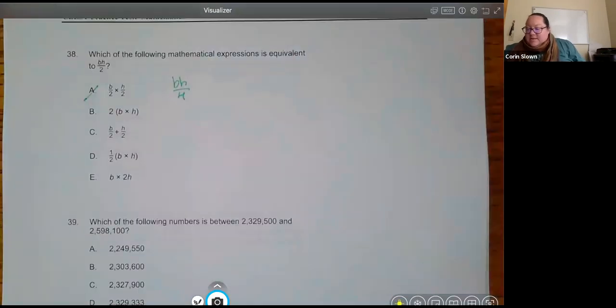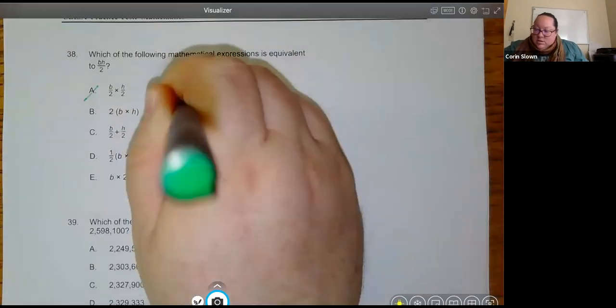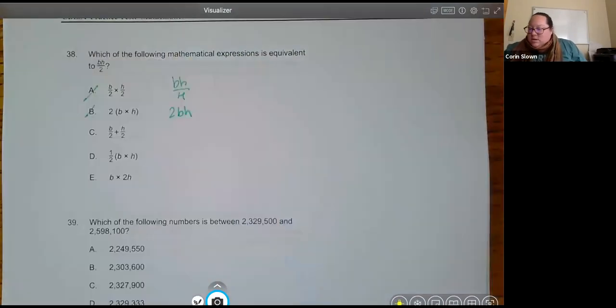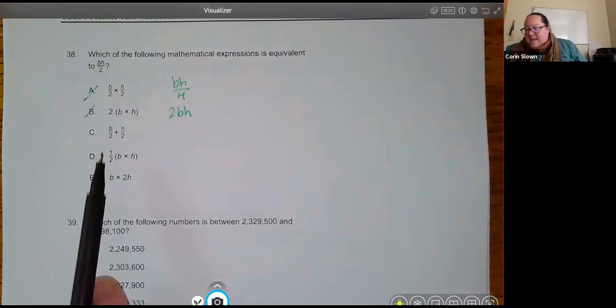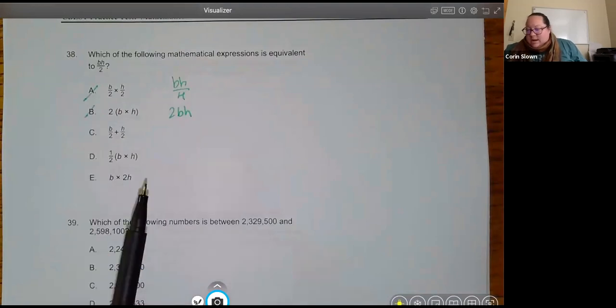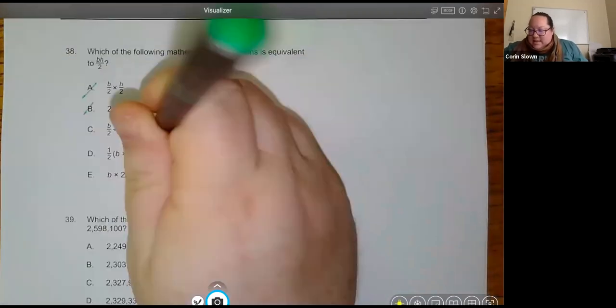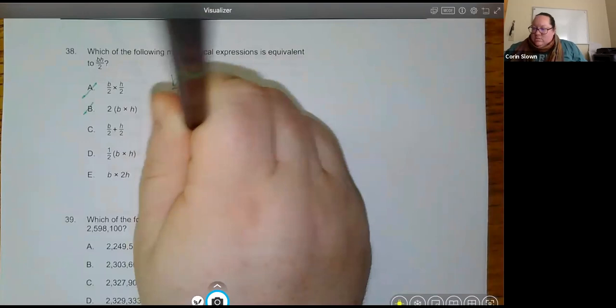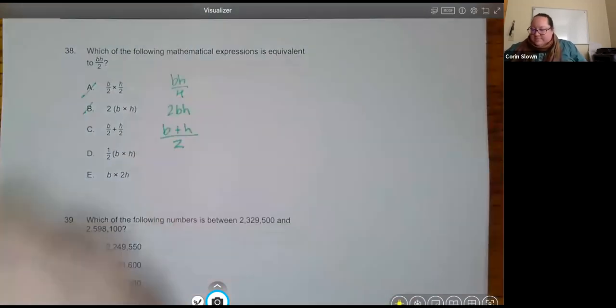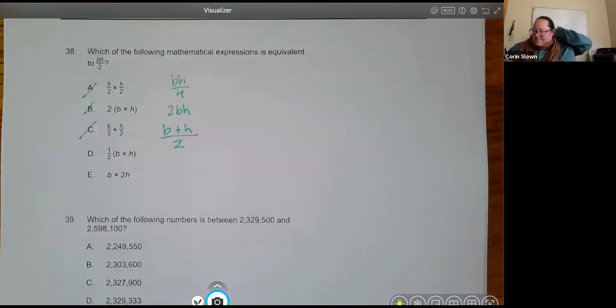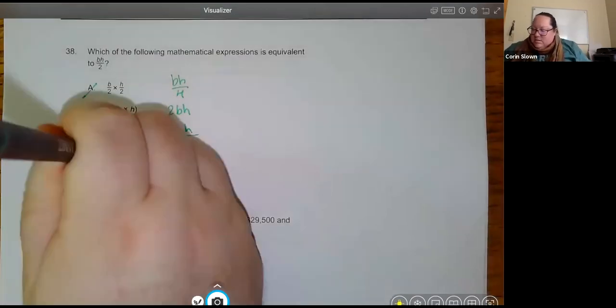I know that B is no good because 2 times BH is 2BH. That's not an option. And I know that B over 2 plus H over 2 isn't going to become BH over 2. It's just going to become B plus H over 2. So that's not an option. I can get rid of C. 1/2 B times H is correct. So I can use D.